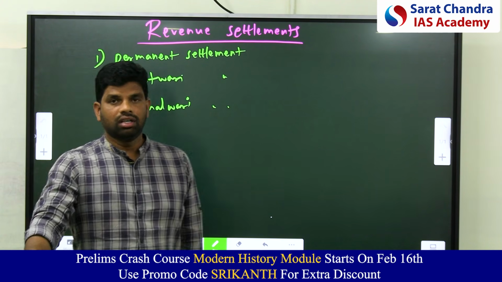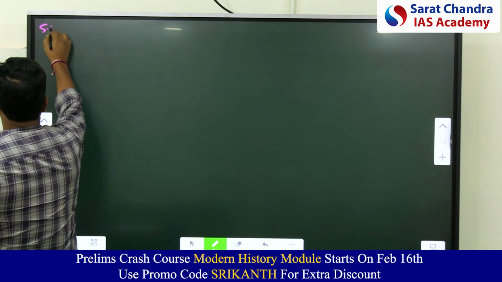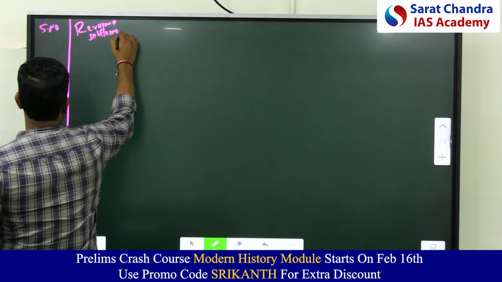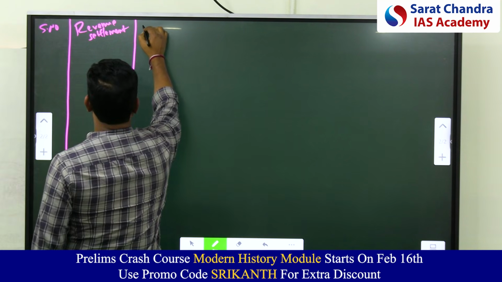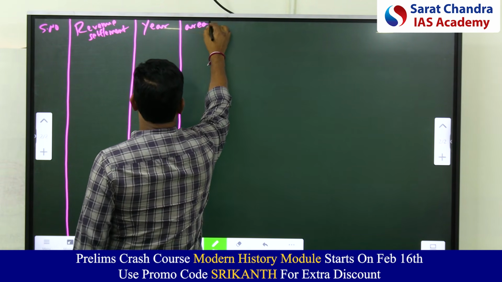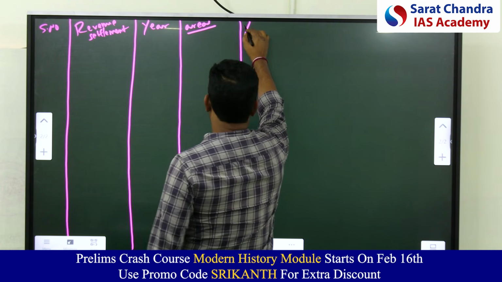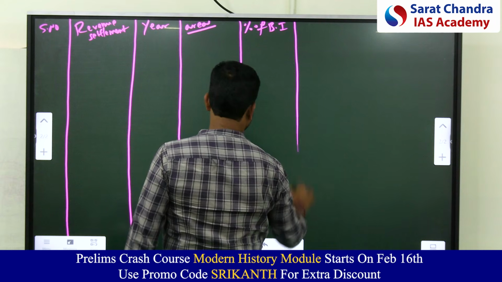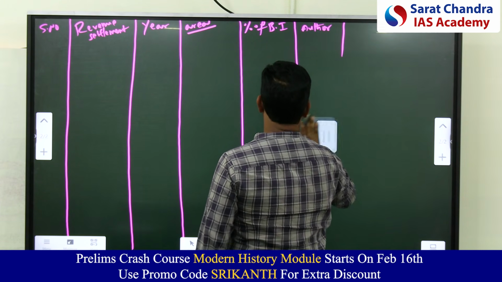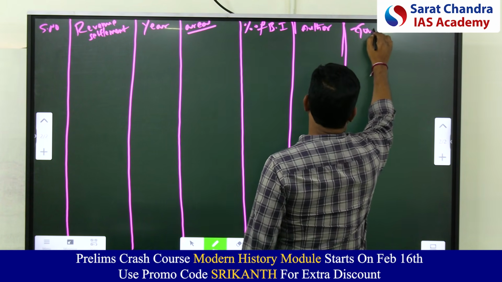As this session is exclusively for the Prelims perspective, we are discussing all these things at a glance on a single platform, divided into 7 columns: the serial number, the revenue settlement, the year in which the particular revenue settlement was implemented, the areas covered under the particular revenue settlement, the percentage of British India, who is the author of the particular revenue settlement, and the last one, the Governor General of India.